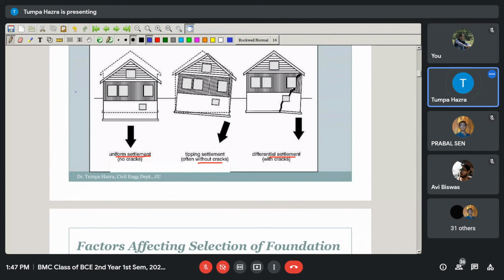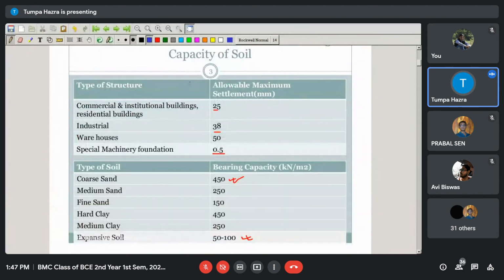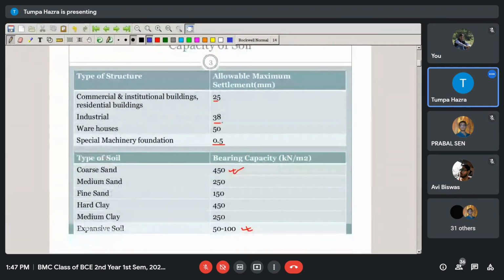You can already provide a certain amount of settlement. You can allow settlement up to 25 millimeter for a residential building, and 38 millimeter for an industrial building. You design it allowing this settlement, but if it is more than that, then you will find signs in the superstructure and it will be quite late to rectify.